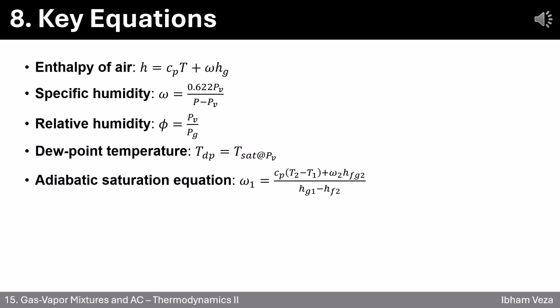These formulas are your quick access tools for solving practical HVAC problems, predicting comfort levels, and designing efficient systems. Mastering these means you can analyze most air conditioning scenarios with confidence.